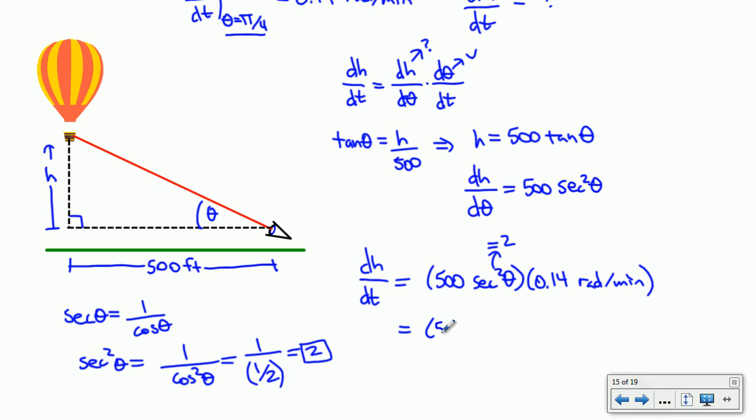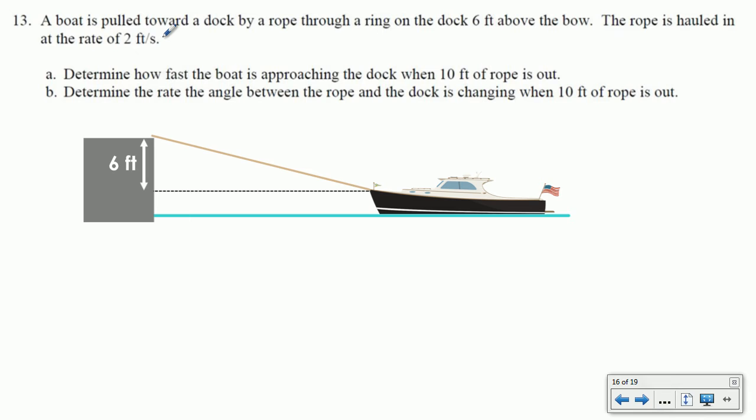So now we do 500 times 2 times 0.14, and that's again rads per minute. So when we do this multiplication, we get 140 feet per minute, and that's the final answer. That is the rate of change of the height of the balloon as it's lifting off. So on to the next question.